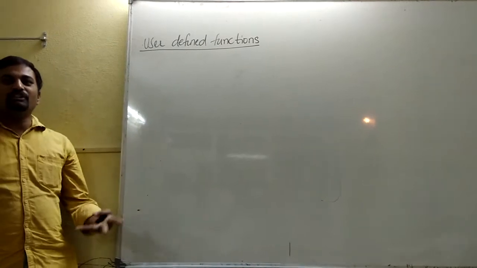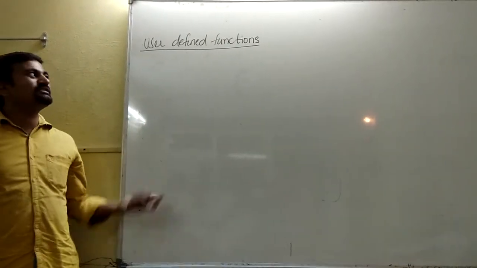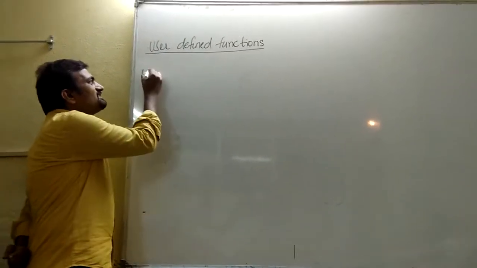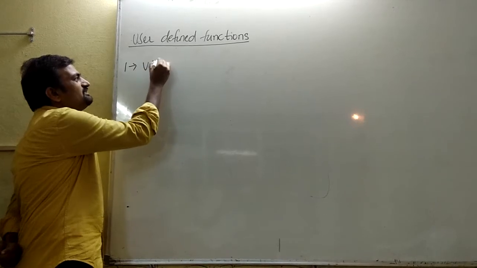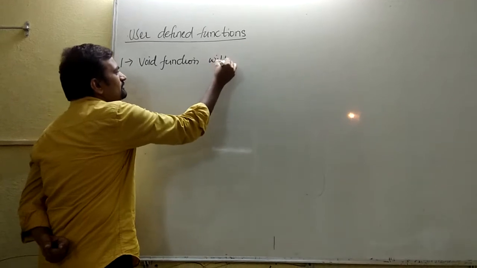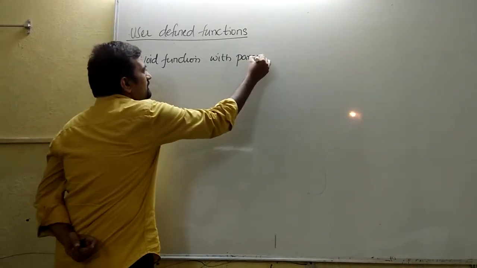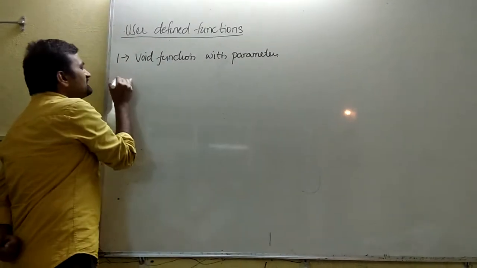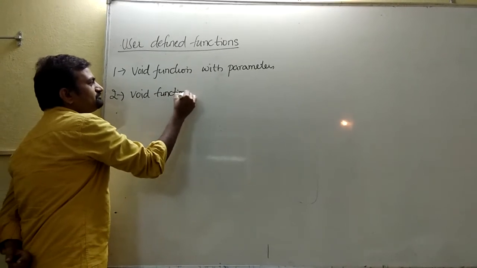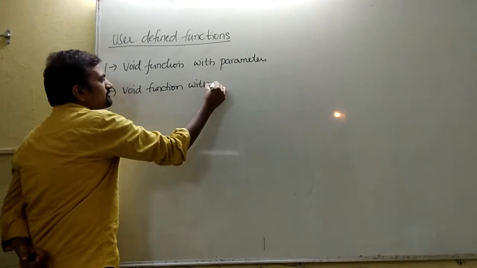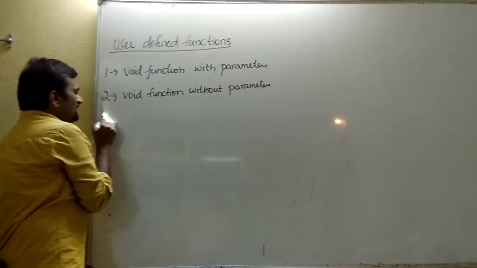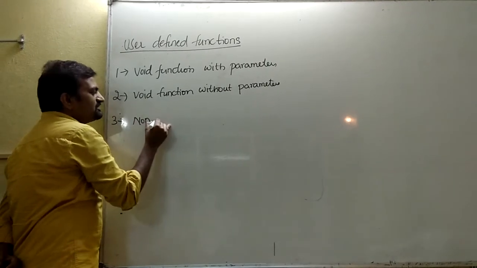Okay. So when you want to define a function, then how many ways you can define? So there are 4 ways to define a function. So first way is either a function may be a void function with parameters. Or a function, second one is it may be void function without parameters. Or it may be a non-void function.